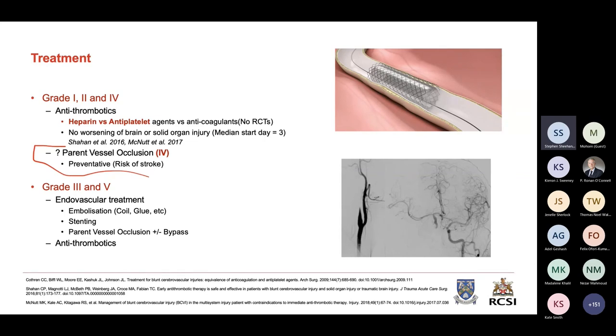Grade 3s, which are pseudoaneurysms, as well as transections, because of the risk of hemorrhage, an option for pseudoaneurysm is embolization with coiling, with flow diverting stents, or even completely taking the vessel, provided that there's good collateral from the contralateral side. Antithrombotic agents can also be useful in this case.